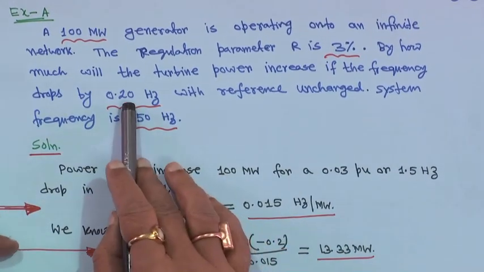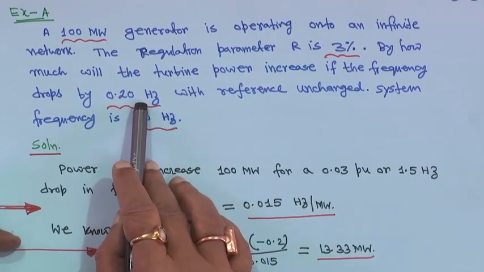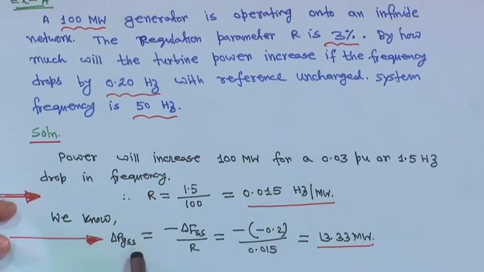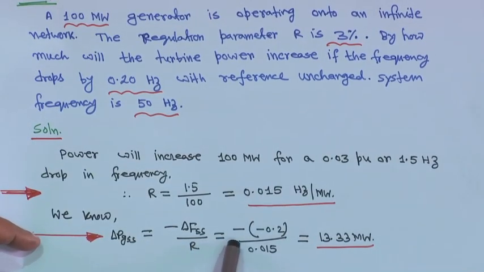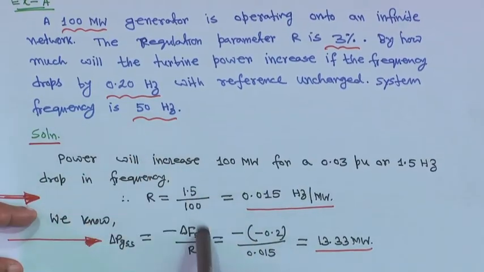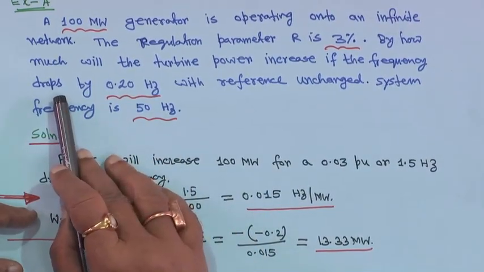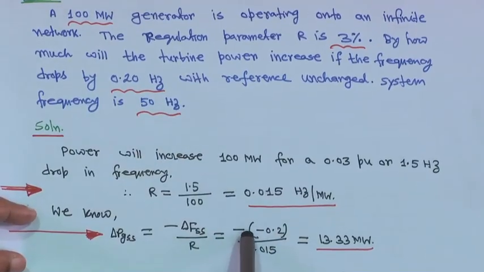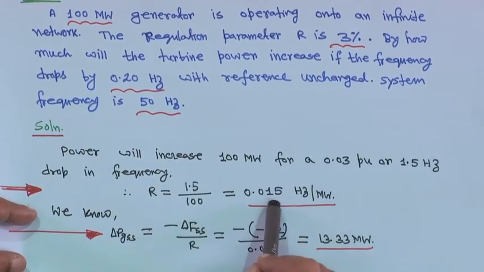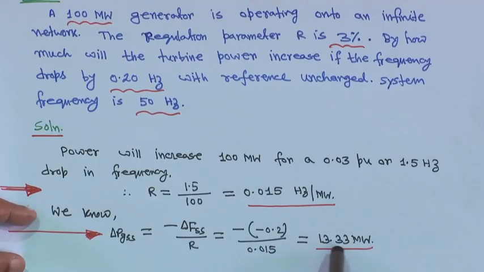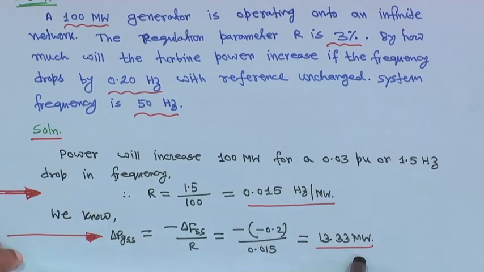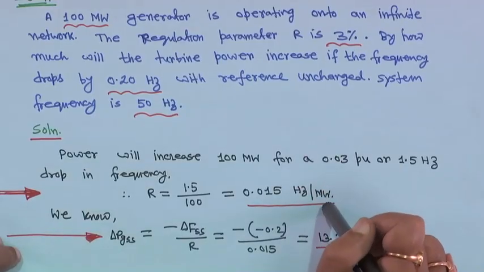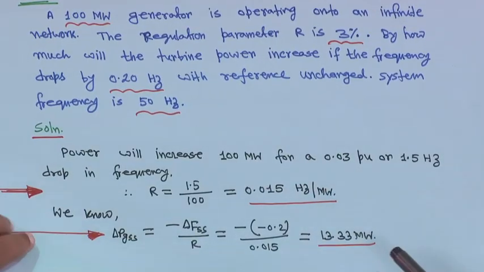Now it is given that frequency drops 0.20 hertz, that is delta F is equal to minus 0.20. We know this formula, delta PG steady state is equal to minus delta F steady state by R. It is a drop, not an increase, that means it will be minus 0.2. That's why this is minus of minus 0.2, and R we have got 0.015. Therefore it is 13.33 megawatt. This is the answer, 13.33 megawatt. These examples are not difficult, simple ones, only a little bit of understanding is required.